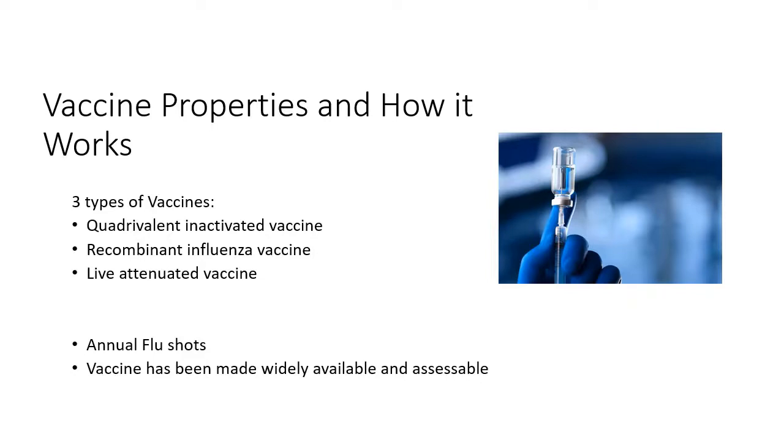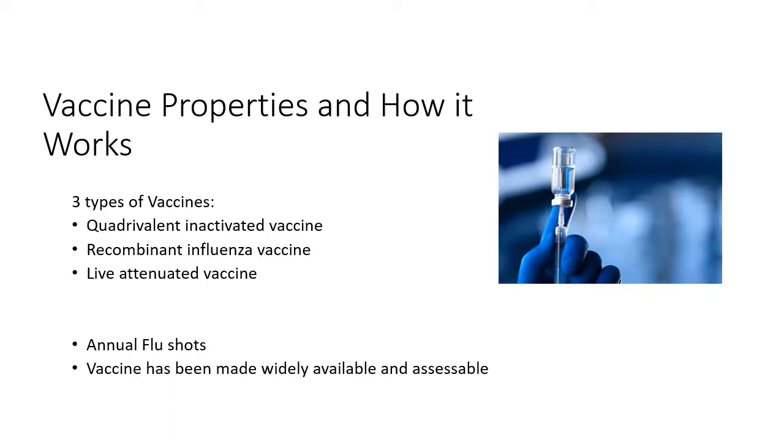The quadrivalent inactivated influenza vaccine is manufactured by growing the virus using eggs or an animal cell. This is approved for ages 6 months and up, and the vaccine is injected into the arm. Recombinant influenza vaccine is an egg-free vaccine and is approved for those 18 years and older. The live attenuated vaccine is approved for ages 2 to 49 years old and is given intranasally.